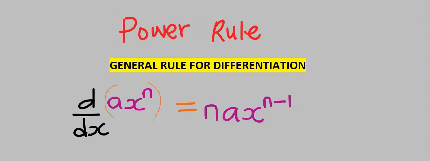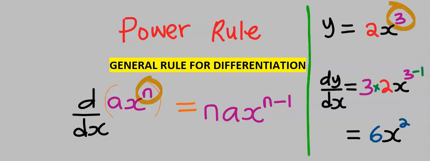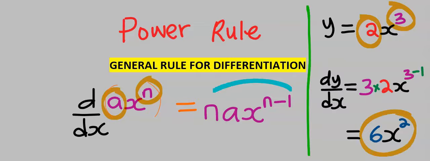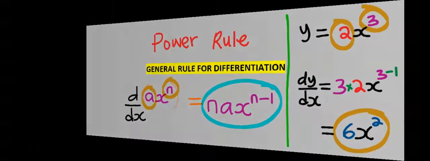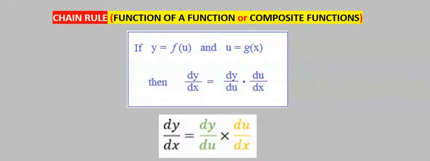Next, this is the general rule for differentiation. That is, if this 3 is n and 2 is a, then our dy/dx is 6x squared according to the power rule. Next, the arrangement of a function will determine the method of differentiation. Here, this is the formula for product rule and quotient rule, respectively. And for chain rule, we usually apply this formula.